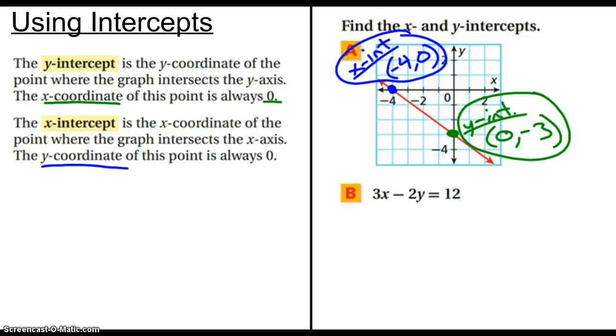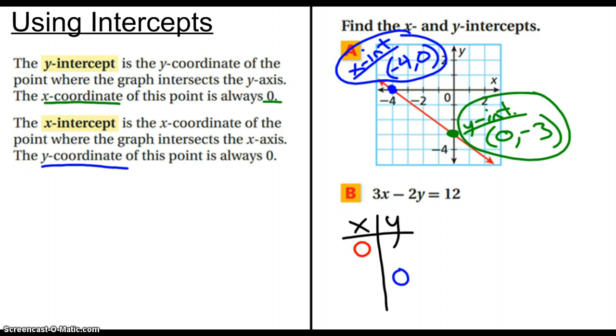But let's say we look at letter B and they tell us, okay, let's find the x and y-intercepts of this equation. You have some options. You can graph it and figure it out that way, but there is a very simple fix to this. Remember the definition says the y-intercept is when x equals 0, and the x-intercept is going to be when y equals 0. So let's just plug 0 in for both and see what we get.